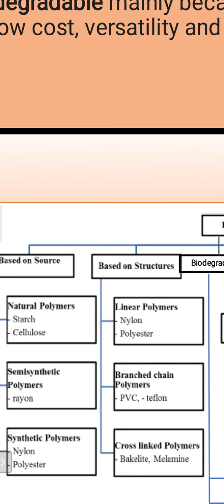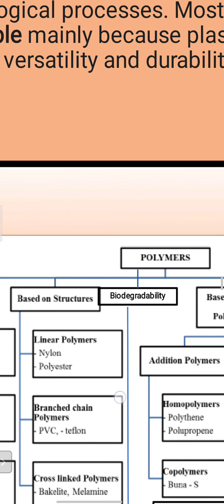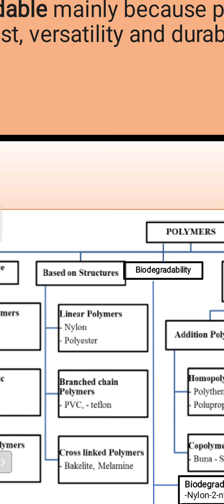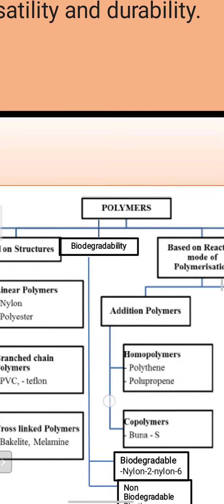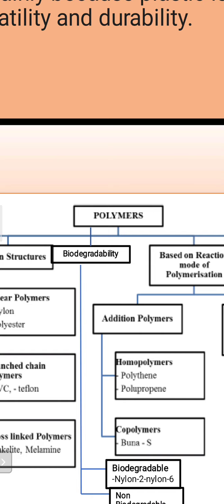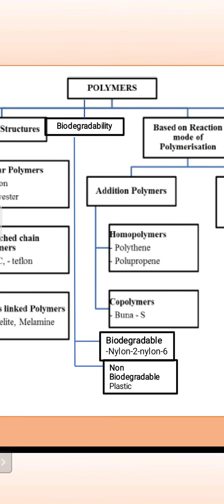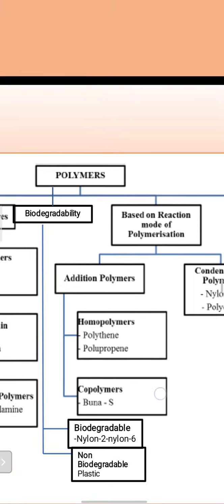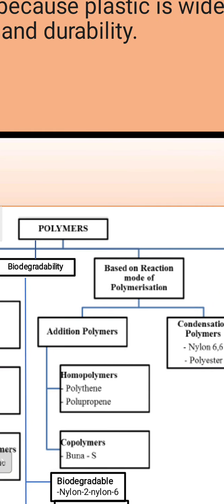The second type is based on structure. On structure, we'll see linear polymers, that is nylon and polyester, branched polymers such as PVC and Teflon, and cross-linked polymers such as Bakelite and melamine. Later, on the basis of biodegradability, we'll see biodegradable polymers like nylon 2, nylon 6, and non-biodegradable polymers, that is, plastic.